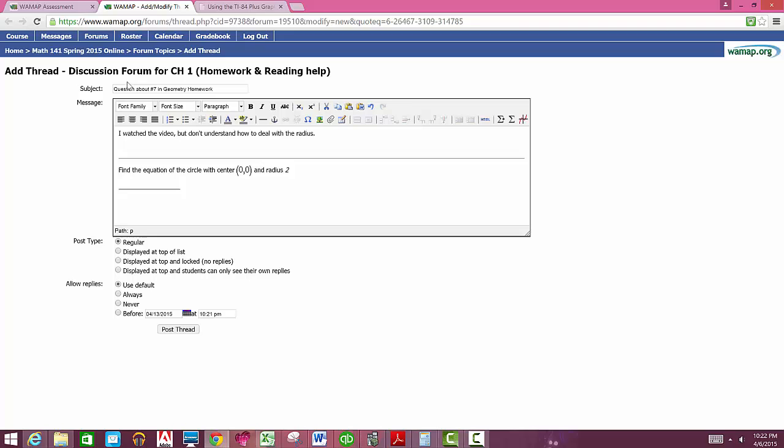And for now, that's probably enough in terms of showing you how things work on wamap. You should be able to get started now.